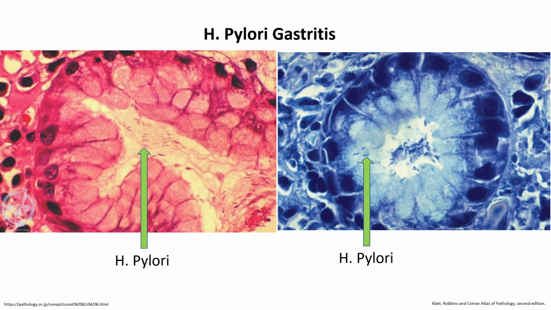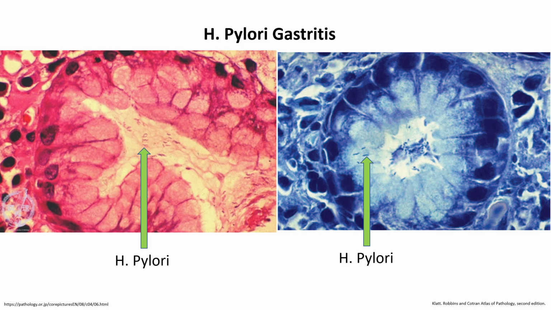The H. pylori organisms can be seen under the microscope. For example, here we can see the H. pylori bacteria in a person with H. pylori gastritis, and we can see that they are curvilinear rods. Here also we can see the curvilinear rods. H. pylori are typically found in the antrum, but they can be seen, as we said, in the body in more advanced disease.